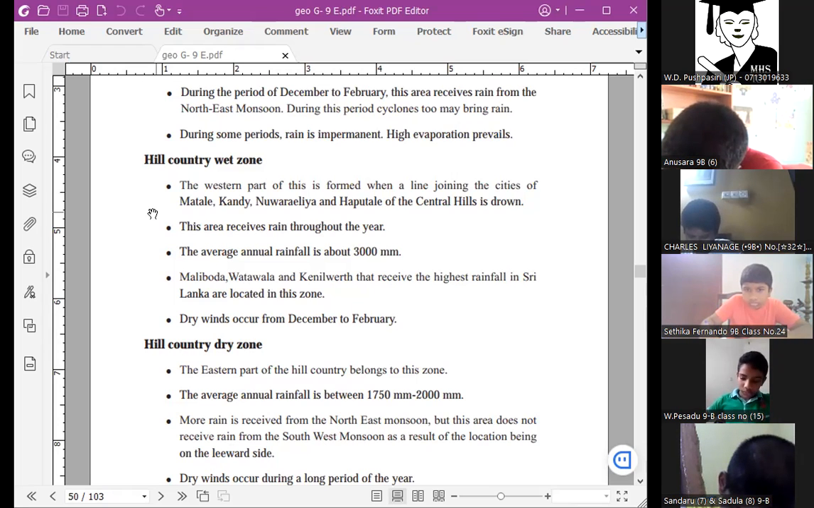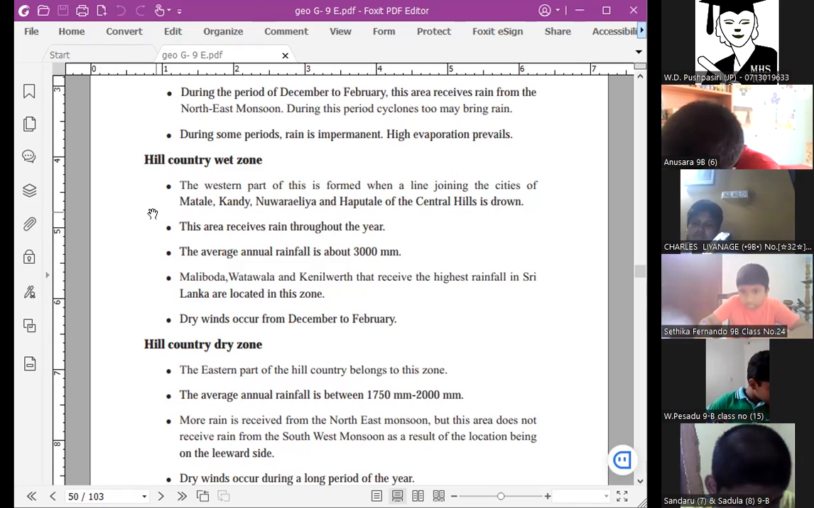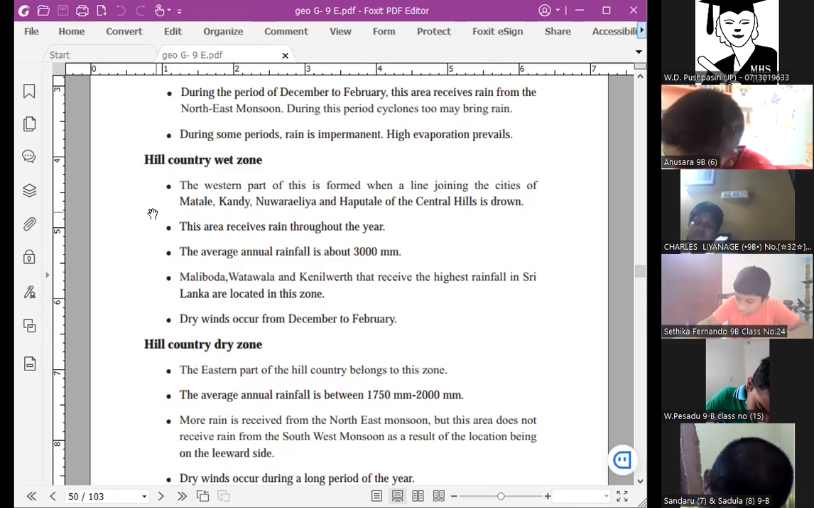So rain always happens. Next point: there can be rain always, right? Rains can happen throughout the year. Normally, annual rainfall is 3000 millimeters.